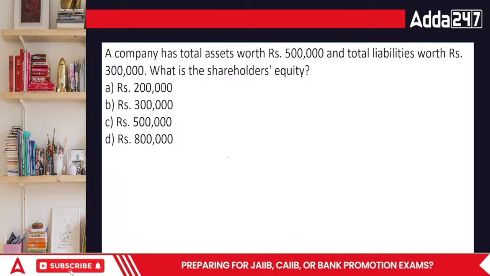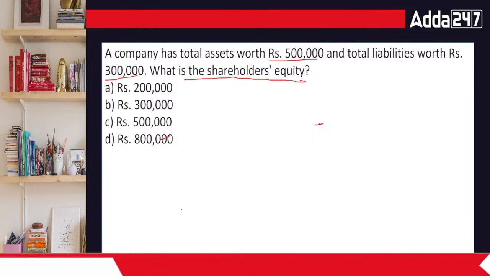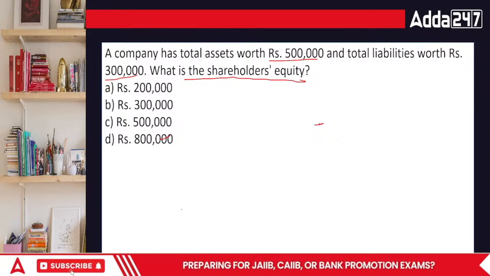Next point. Okay. A company has total assets worth rupees 5 lakh. The total liabilities are 3 lakh. What is the shareholders' equity? 2 lakh, 3 lakh, 5 lakh, or 8 lakh? Everyone, you have to use the balance sheet equation in this case.